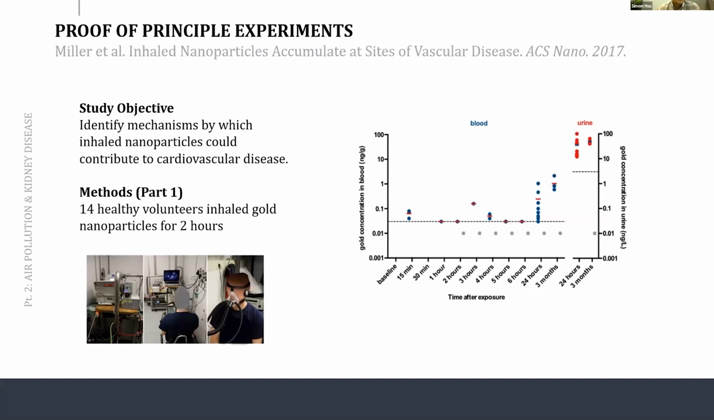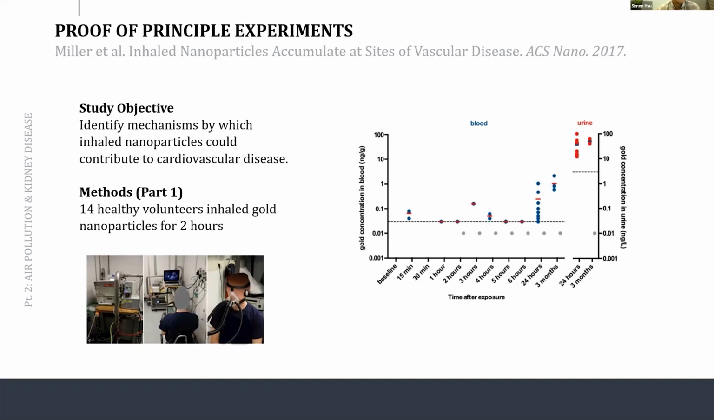The first part was in 14 healthy human volunteers. And so they put these healthy volunteers in a specially built chamber, pictured below. And they generated gold nanoparticles, and they basically had them inhale these for 2 hours while intermittently exercising. And their main results here are on the right. So on the x-axis, you have time after exposure, where they drew blood and urine samples. And the y-axis is the gold concentration.